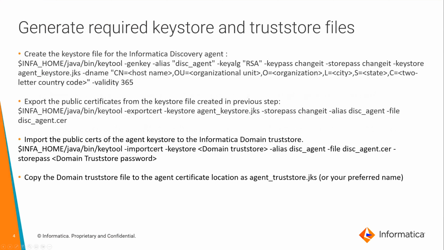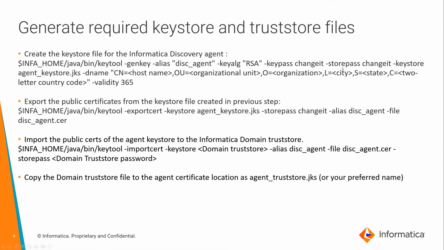Once the contents are extracted, we need to create the required Keystore and truststore files. So there are going to be 4 steps to do here. The first step would be to create the Keystore file for the Discovery Agent. We're going to do this using the keytool file and the genkey command. So we'll create a Keystore with the Discovery Agent alias disk_agent. You could change this depending upon your preference. This is going to be the unique identifier for the Discovery Agent SSL certificate.